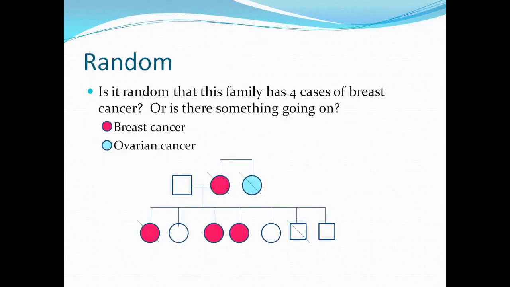So this is a hypothetical pedigree, but about 15 to 20 years ago, clinicians and researchers were looking at a pedigree like this one, where the number of cases of cancer seemed to exceed the expected incidence of cancer. Having 4 cases of breast cancer and a diagnosis of ovarian cancer in the same family seemed suspicious. So they were wondering, was it random or was there something causing this?